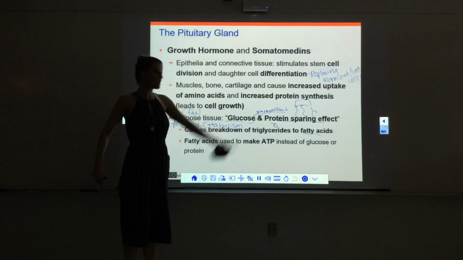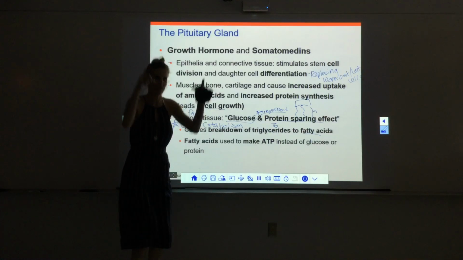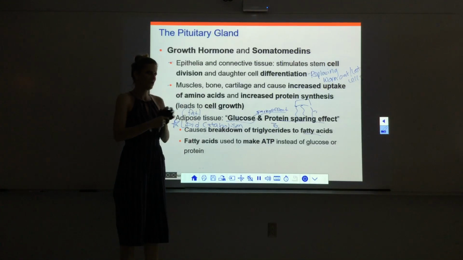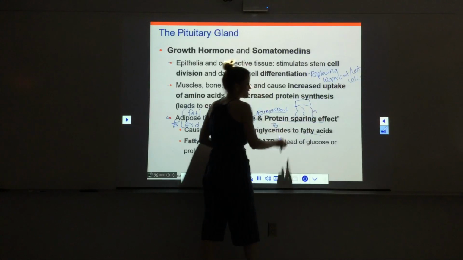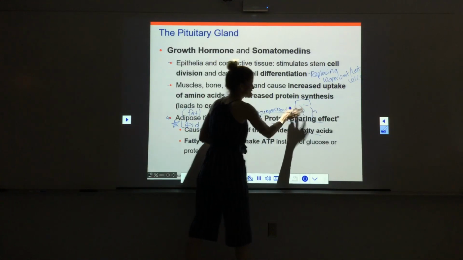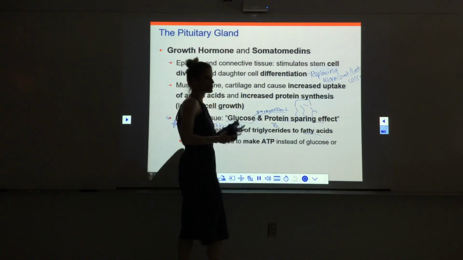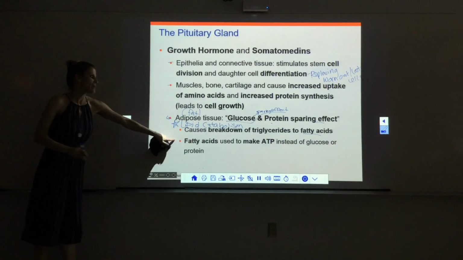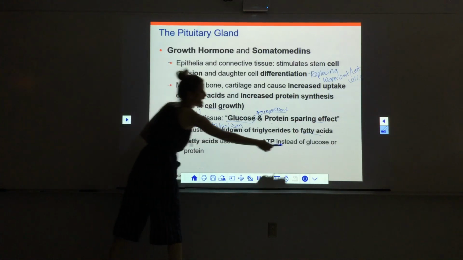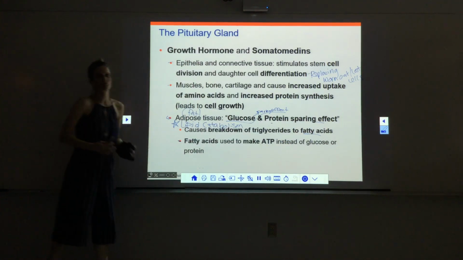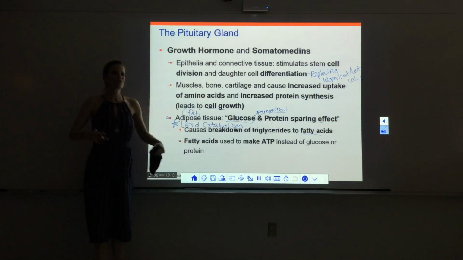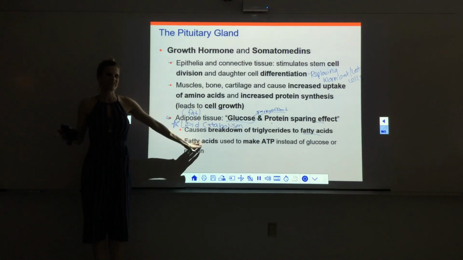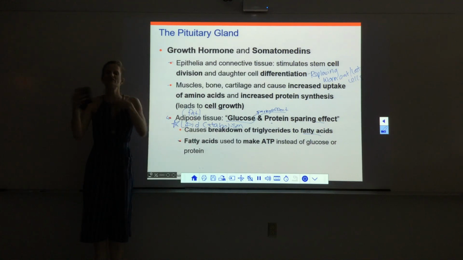You can break it down. You can't use it for energy as a triglyceride. You got to get that 1 fatty acid off in order to burn it. And then it'll say, okay, let's take this fatty acid and go burn it for energy. So it allows us to break down our triglycerides and use the fatty acids to make ATP instead of glucose and instead of protein. So it's glucose sparing. It spares the glucose because we've got all these fats that you can use. So use these fats, leave the glucose alone.